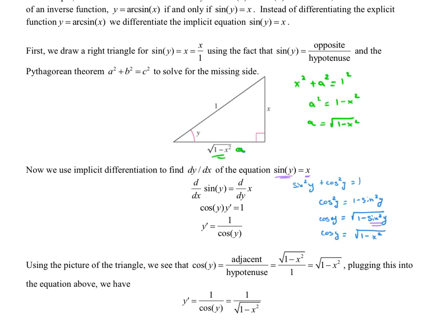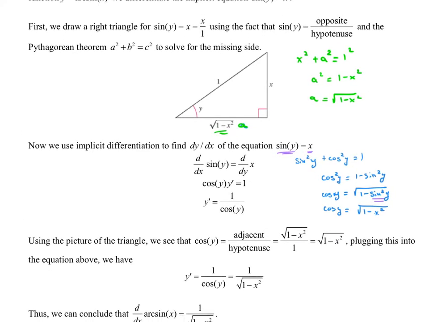Okay? So it says now we use implicit differentiation. They do exactly what we did right here. They took the derivative of both sides. They ended up with y prime equals 1 over cosine of y. But we did the blue math over here, which was the Pythagorean identity, which works. What they're doing is using now the triangle.